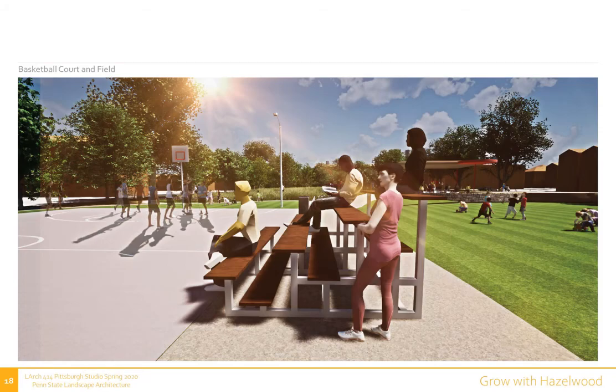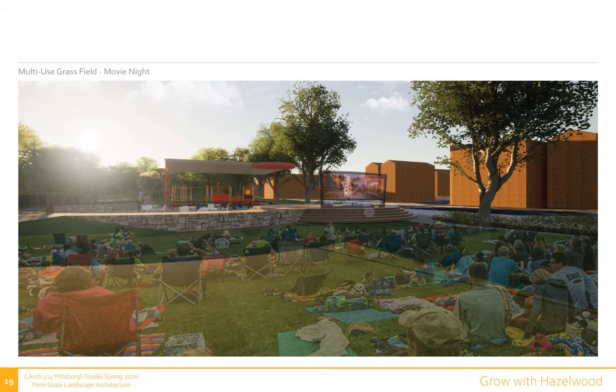Here we see recreation opportunities for older kids and adults with a basketball court on the left and fields on the right. This site used to be a baseball field, readily used by the community where they had memories of growing up. These spaces will hopefully allow residents to create new memories of having fun with their neighbors. The last perspective is of the field being used for a different purpose, and that is for a movie night.